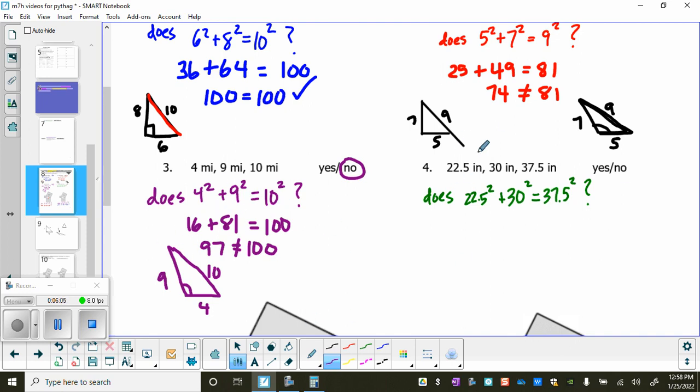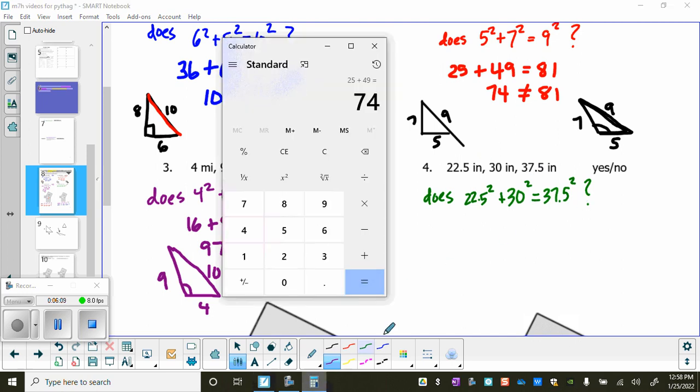Now for the last one, I just wanted you to see one with some decimals where you definitely need your calculators. So we're just checking here to see if 22.5 squared plus 30 squared gives us 37.5 squared. If yes, then we know these are the dimensions of a right triangle. If not, then no. So let's start out with the 22.5. We're going to square that. So 22.5 squared is 506.25.